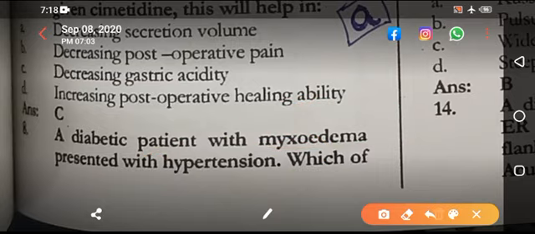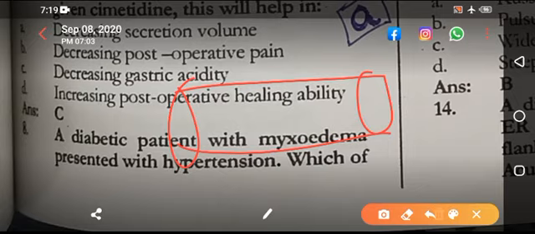The answer is atherosclerosis. Suppose this is your vessel. What happens in hypothyroidism? The clearance of the LDL in the liver is decreased. Why is that decreased? This is another MCQ. Because of the decreased expression of the LDL receptor in the liver. So the LDL goes up in the blood because of decreased clearance by the liver.